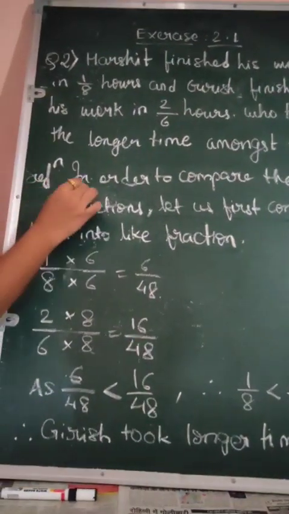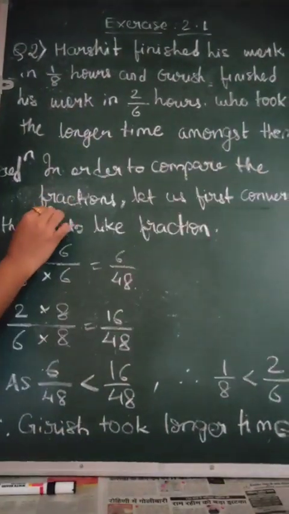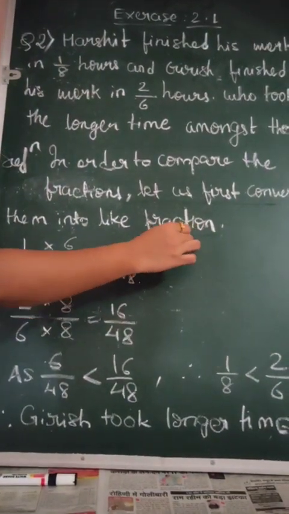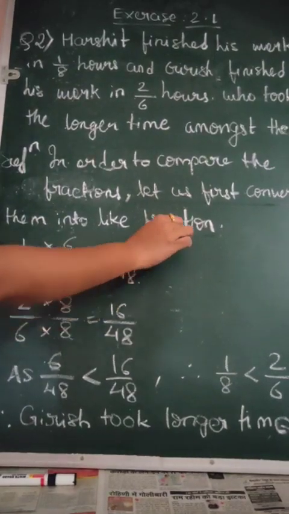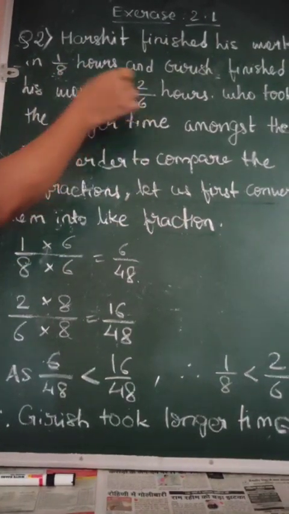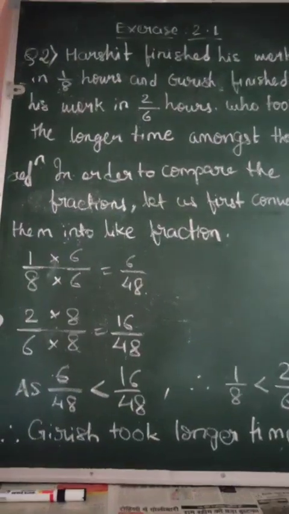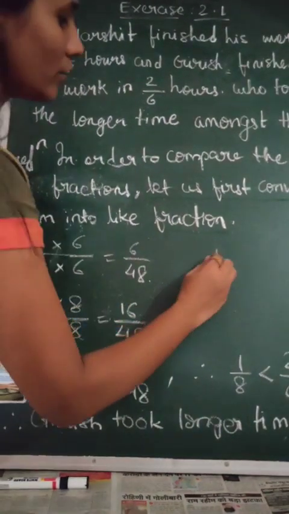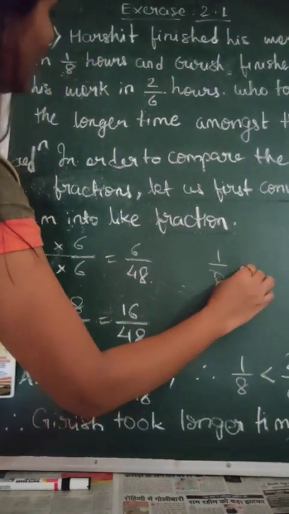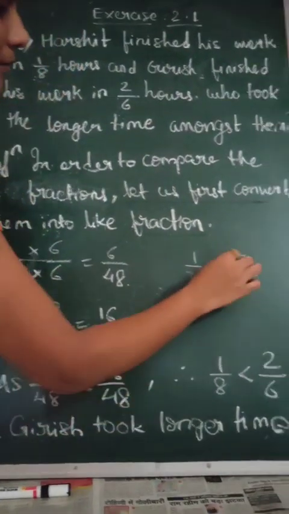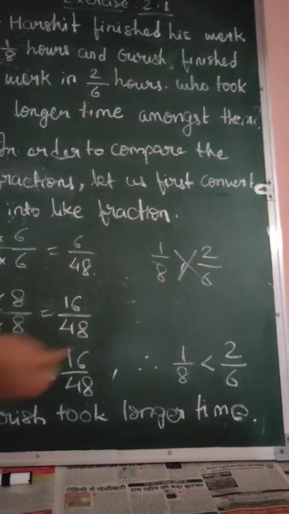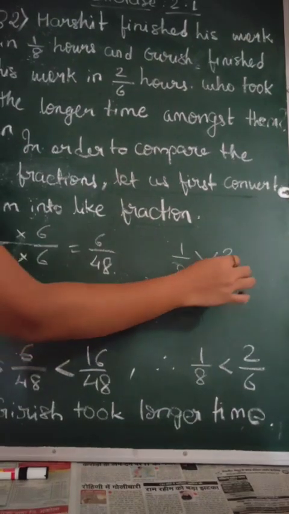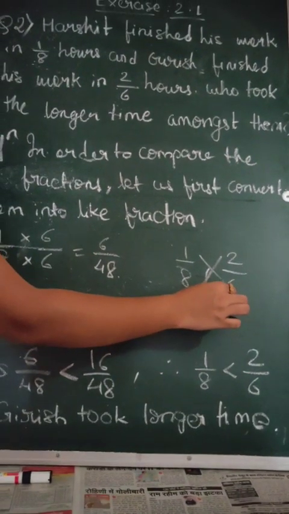So the solution is, in order to compare the fractions, let us first convert them into like fractions. So first we will convert them into like fractions, then only we can compare these two fractions. And to convert them into like fractions, it means we want the denominator the same. So in the earlier question I told you, when two fractions are given, that is 1/8 and 2/6, simply do the cross multiplication. Means multiply this 6 with both numerator and denominator, and multiply this 8 with both numerator and denominator of the second fraction.